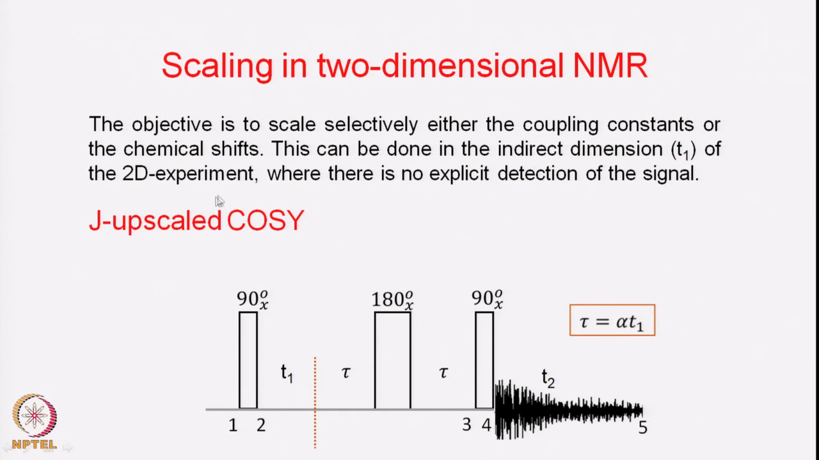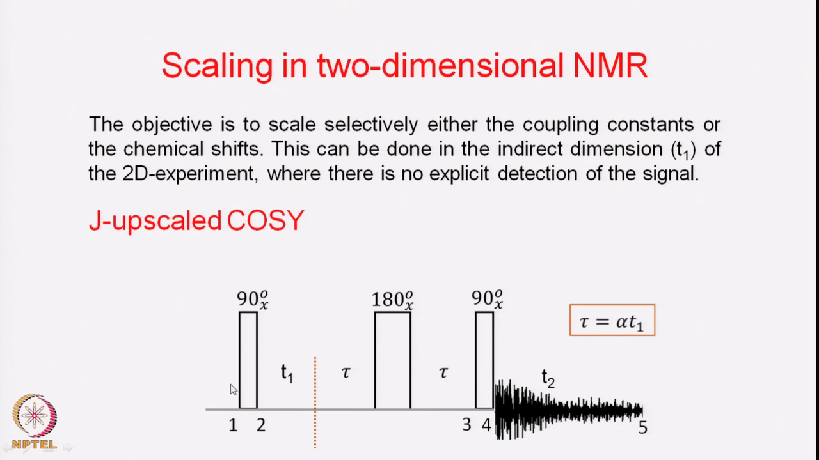So as we see here, the objective is to scale selectively either the coupling constants or the chemical shifts. This can be done in the indirect dimension of the 2D experiment, where there is explicitly no detection of the signal. During the T2 period, when the signal is actually detected, the receiver is on, you will be limited with regard to the manipulations you can perform. Therefore, it is rather hard to do such manipulations of the coupling constants or the chemical shifts during the detection period. Because obviously, if you want them to appear differently in your spectrum, you will have to do some manipulations in the evolution, and that is a little harder.